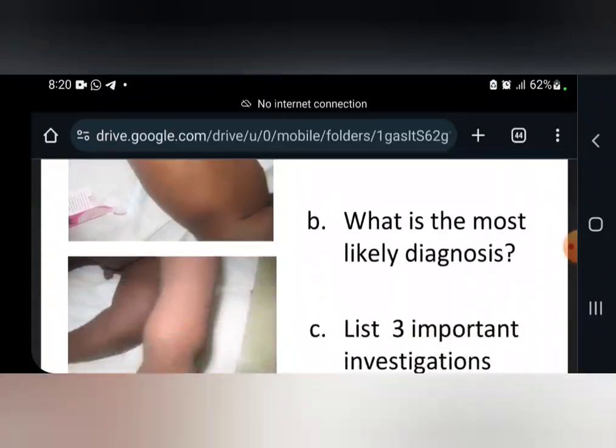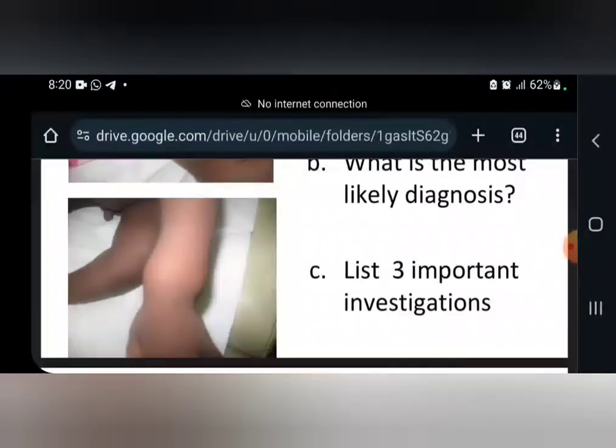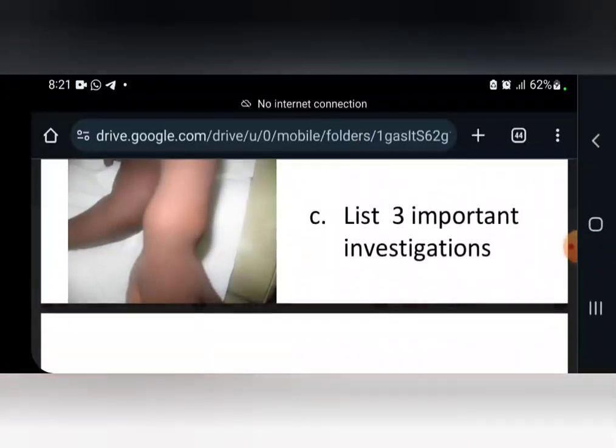The second abnormality you can see at the level of the wrist. At the wrist, you have wrist widening. Meaning that there is a large space between the proximal aspect of the wrist and the distal aspect of the wrist. That's the wrist widening.